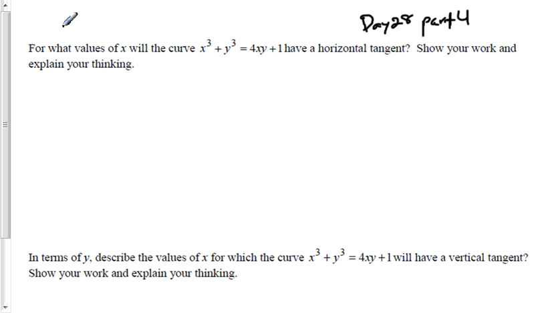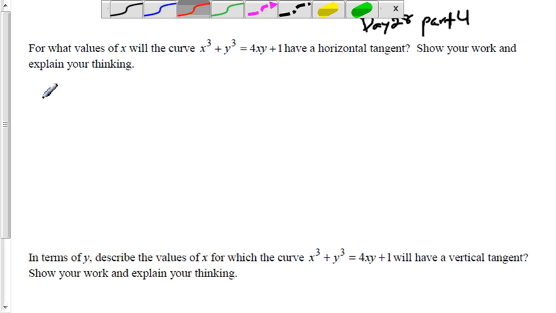So a horizontal tangent tells us we want a derivative equal to 0, because that's a slope equal to 0. So I'm going to take the derivative of this implicit equation and set it equal to 0. And those values will give me the horizontal tangent. So let's do that.